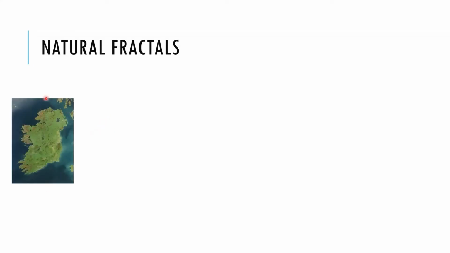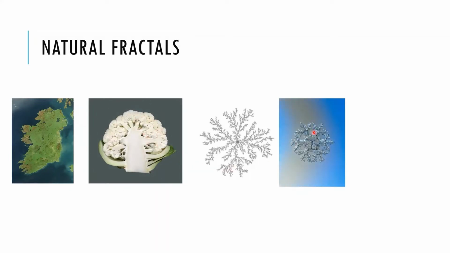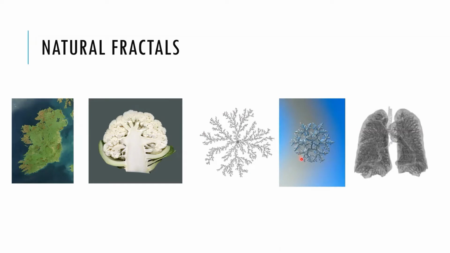Next are natural fractals, because importantly, fractals occur a lot in nature. These include rough coastlines, structures in plants, such as trees, structures in chemistry, such as deposition and snowflakes, and structures in anatomy, such as blood vessels and bronchi.